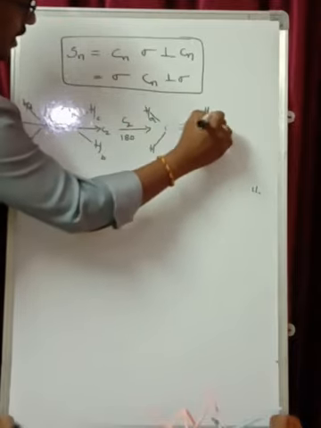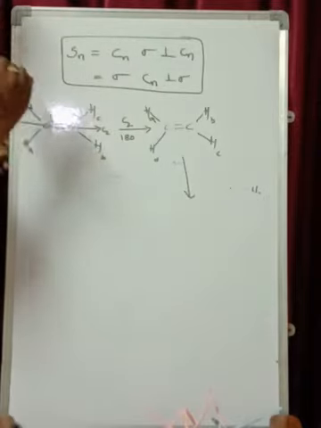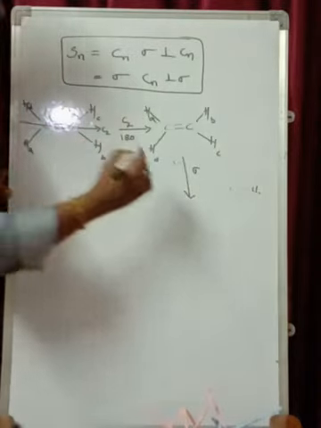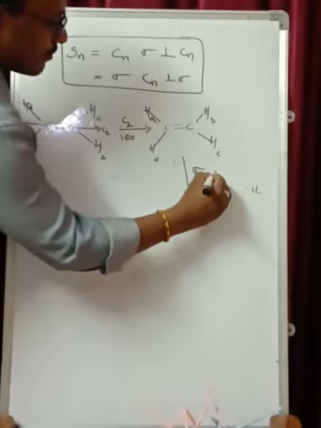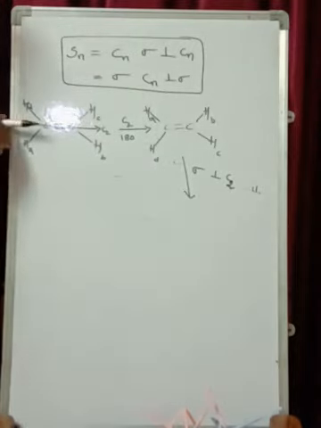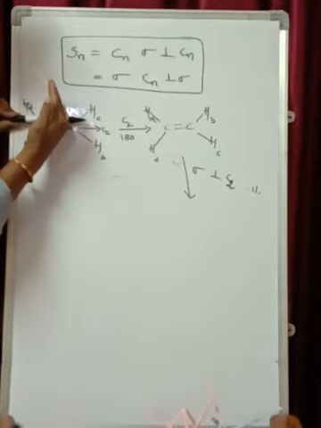Now get HA, HB, HC, HD. Now what I have to do is that the next step I have to do the sigma. The condition is that this sigma must be done perpendicular to C2. Now C2 is along this axis. Therefore the sigma must be perpendicular. It must be like this.